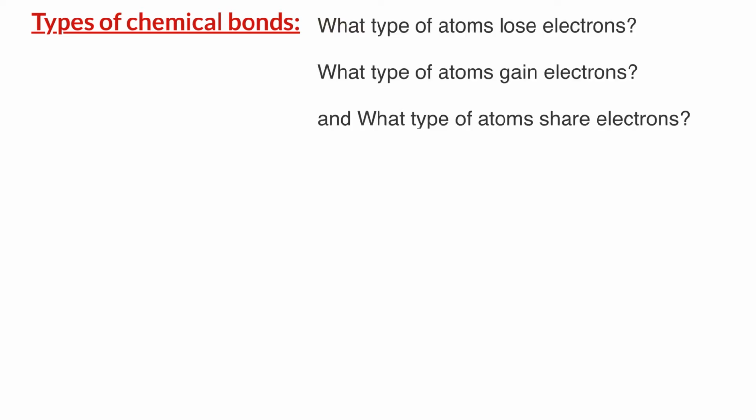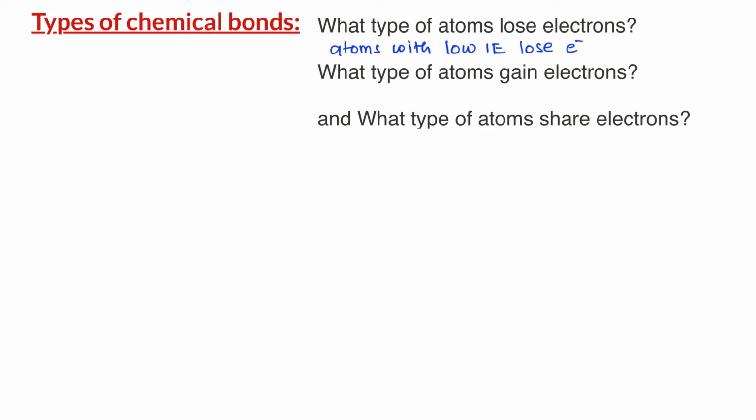We mentioned earlier that a chemical bond is formed when atoms lose, gain, or share electrons. So the next question is, what type of atoms lose electrons? What type of atoms gain electrons? And what type of atoms share electrons? These questions can be answered based on the periodic trends that we discussed before.